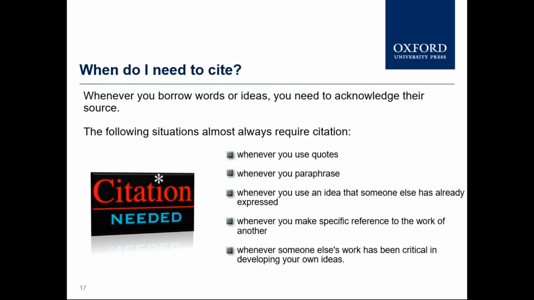When you use an idea that someone else has already expressed, maybe an idea that has already been published, you can say, giving due credit to Mr. So-and-so's work in this article, I would further like to elaborate on this. So this is when you need to cite. When you make specific reference to the work of another. When someone else's work has been critical in developing your own ideas, you need to give credit to the original writer. These are the situations where you will almost always need to cite, or else it will be called plagiarism and it will destroy your credibility as an author or a researcher.